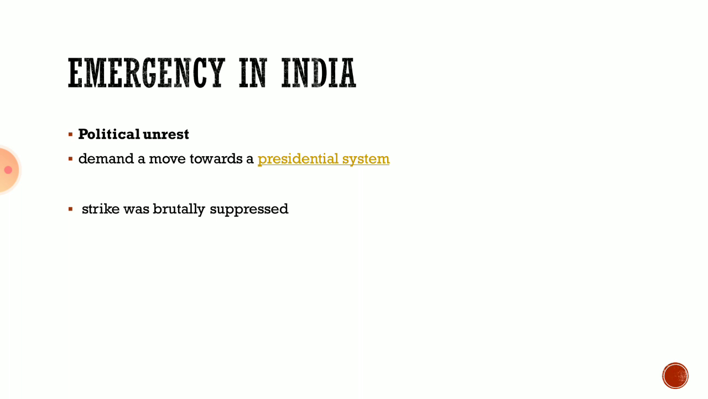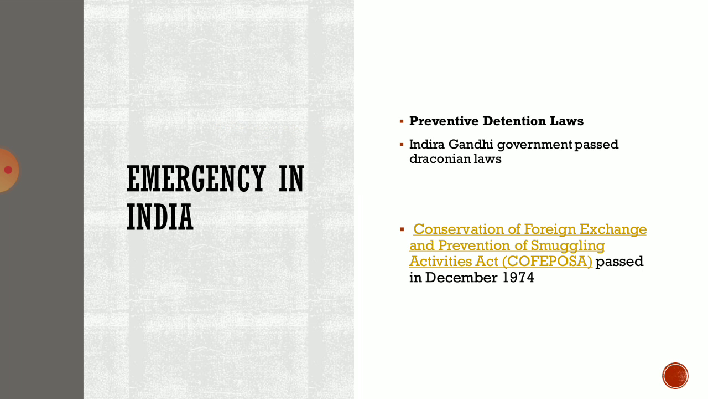A month later, the Railway Employees Union, the largest union in the country, went on a nationwide railway strike. The strike was led by the firebrand trade union leader George Fernandes, who was the president of the All India Railwaymen's Federation and also the president of the Socialist Party. The strike was brutally suppressed by the Indira Gandhi government, which arrested thousands of employees and drove their families out of quarters. Some people say that it was not a good step taken by Indira Gandhi.